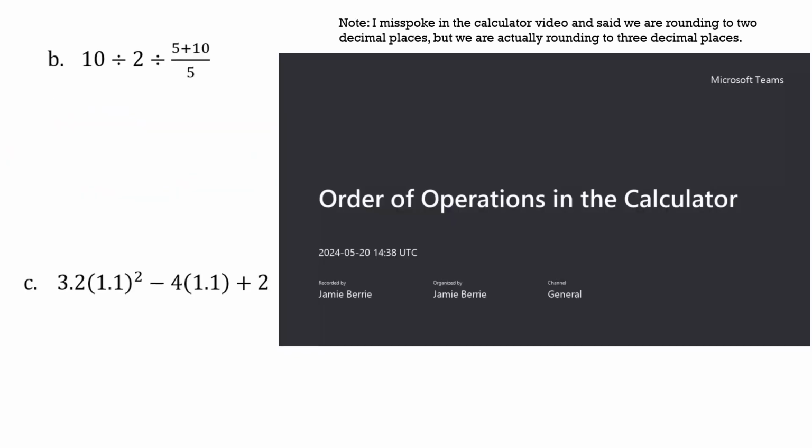All right, next we have 2 more problems. We got 10 divided by 2 divided by 5 plus 10 over 5. And then we've got 3.2 times 1.1 squared minus 4 times 1.1 plus 2. And I did these both in the same video, so that's why you're seeing them on the same slide. And I know for sure in this video that I do misspeak and say that we're supposed to be rounding to 2 decimal places. So just keep that in mind.